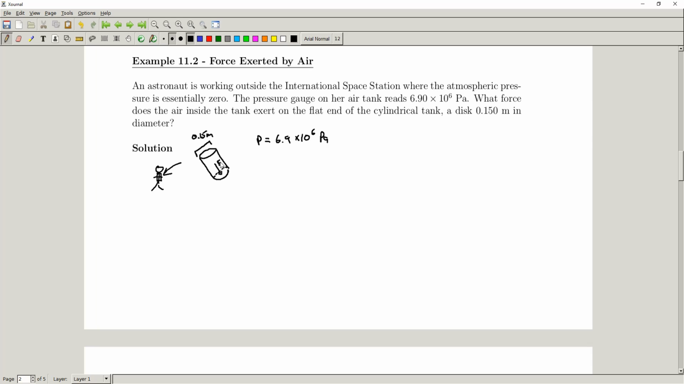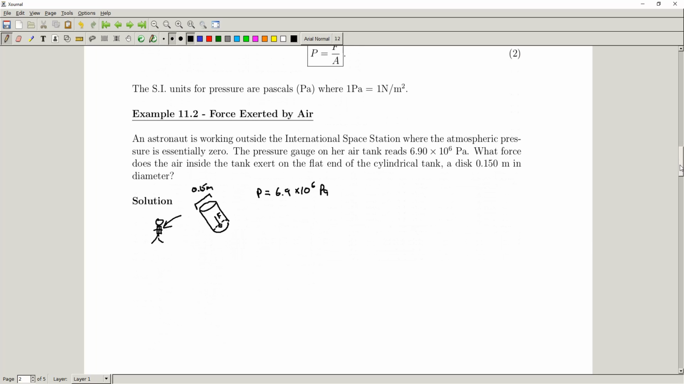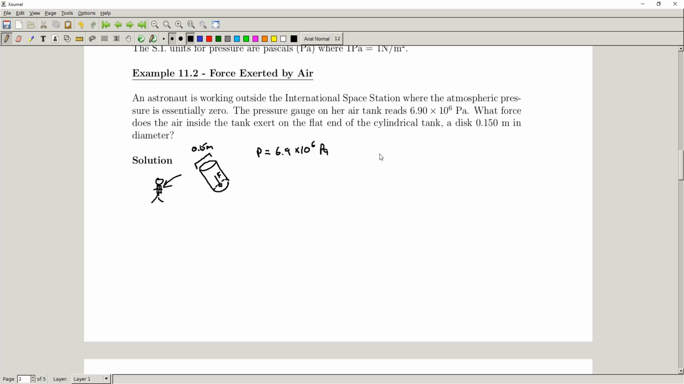Okay, and so right away we can just go back to our equation. We have P equals F over A. Well, we're looking for F, so we can isolate the F. We end up with F is equal to PA. And right away, it's a pretty straightforward calculation. We know that the area of the end of our cylinder here can be written as pi r squared, right? So it's going to end up being the pressure times pi r squared.